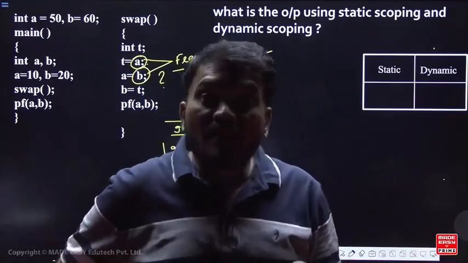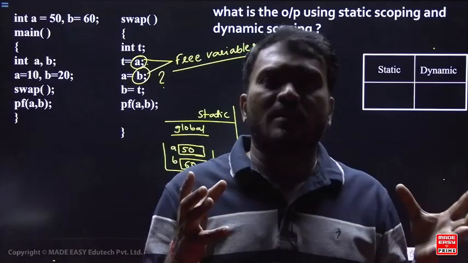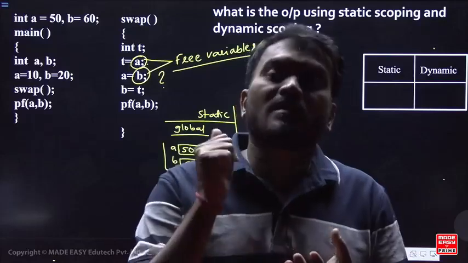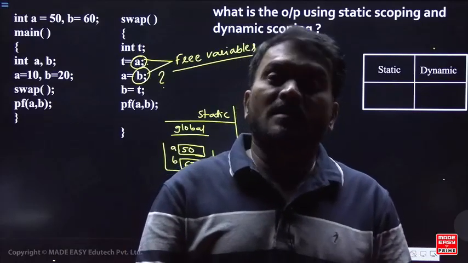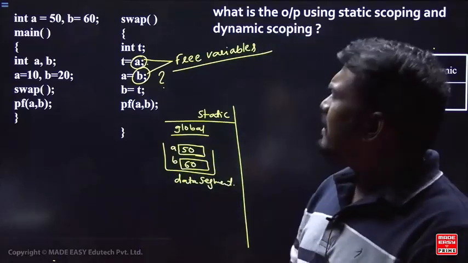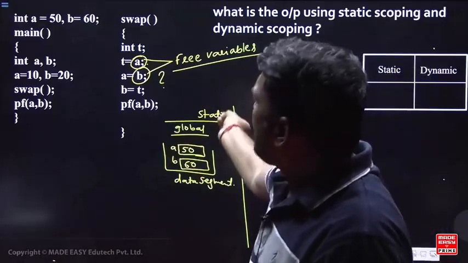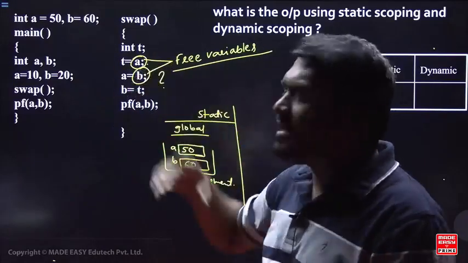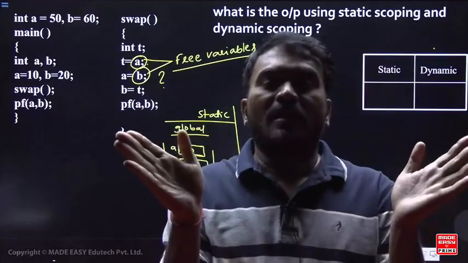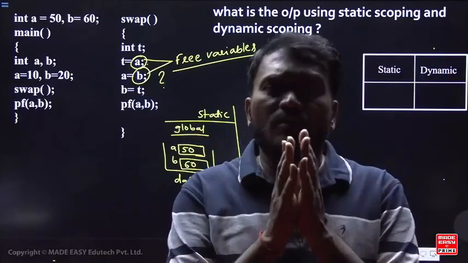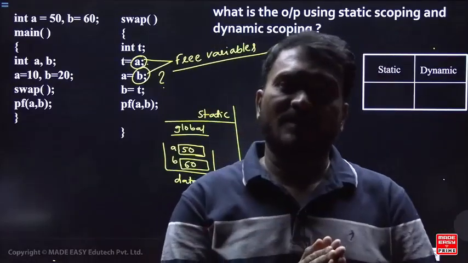Remember, when they developed the C language, Dennis Ritchie had this doubt. Variable a is a free variable because it is not declared in the function. So when you assign a into t, which variable a do you have to consider? In that case, they decided on two things we are going to discuss: static scoping and dynamic scoping.